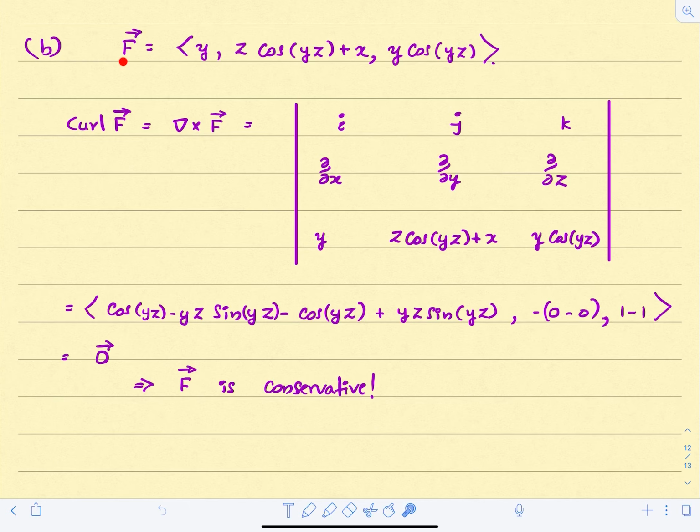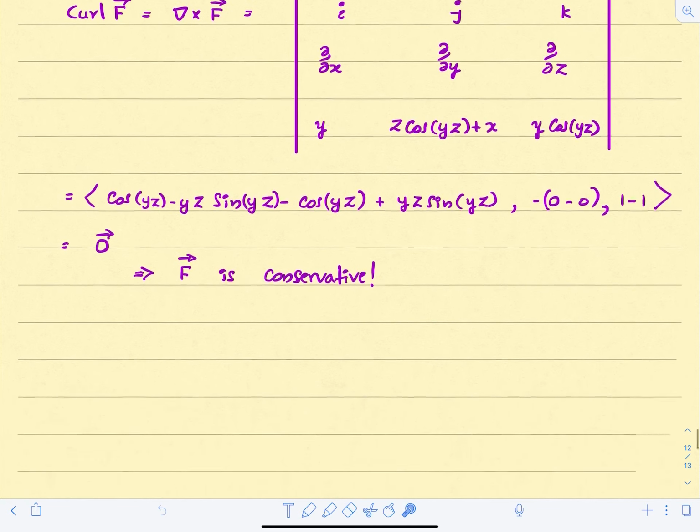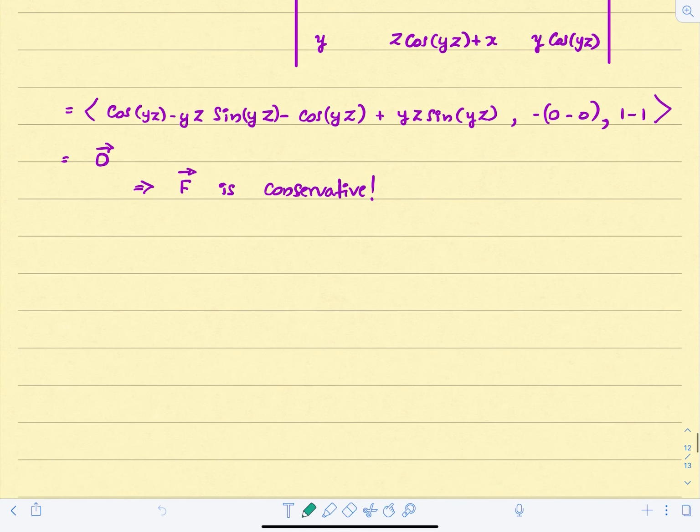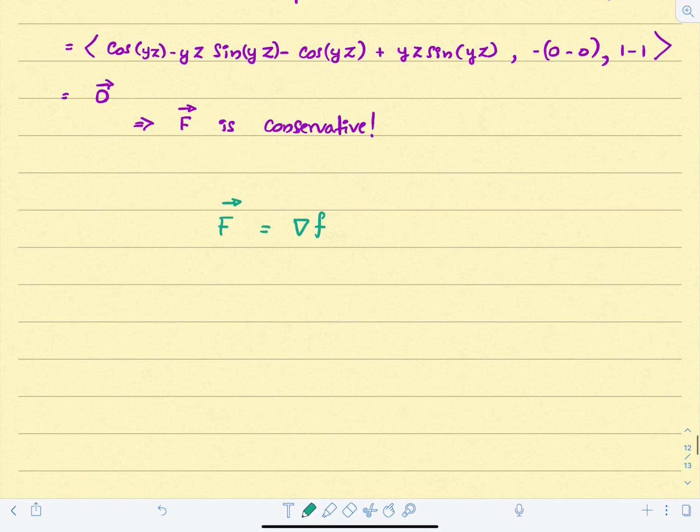What you need to do is calculate the curl of this vector field, which is given here, and if the curl equals the zero vector, then your vector field is conservative. Great. Since this one is conservative, now we know that we have a scalar function little f so that its gradient equals the given vector field. So again, our goal is to figure out what this little f is.